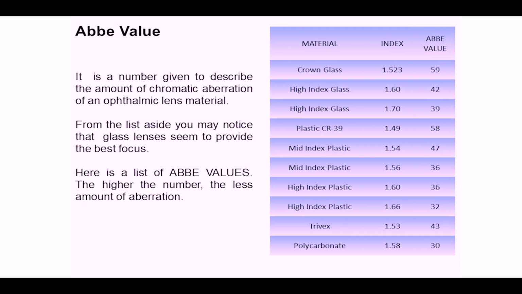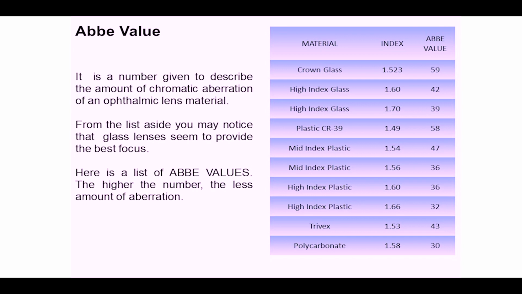The rest of the materials, CR39, mid index, high index, Trivex, they all have chromatic aberrations. But talking about the highest chromatic aberration, we can start with polycarbonate and then Trivex, then 1.6 high index material, and so on and so forth. A normal plastic 1.49 CR39 material will have 58 Abbe value, which is closer to crown glass, which has 59. So amazing. Most patients will be very comfortable with the color here.